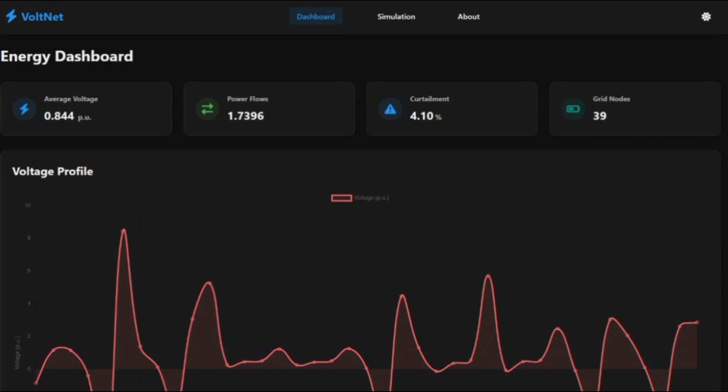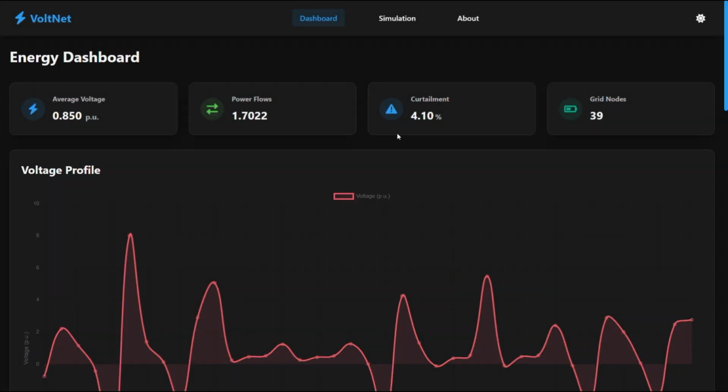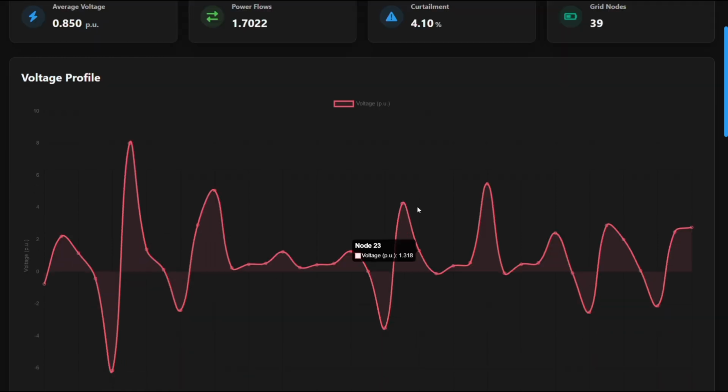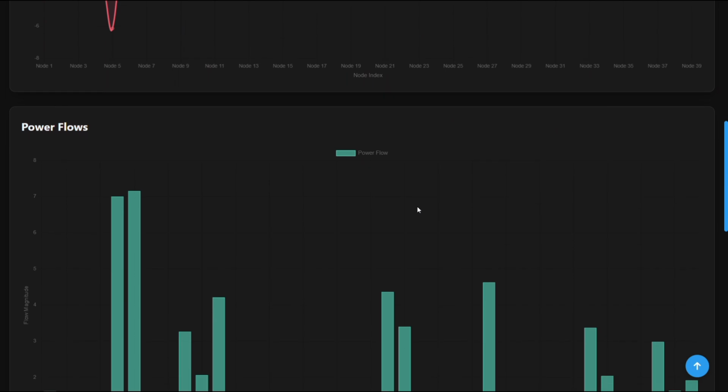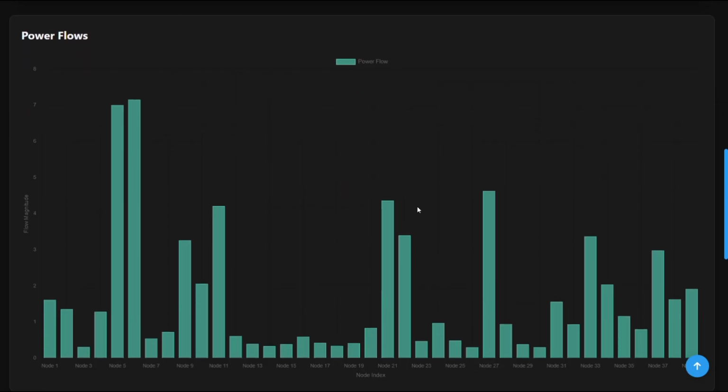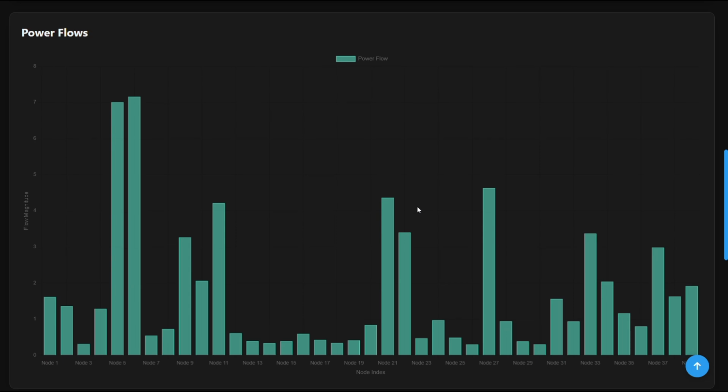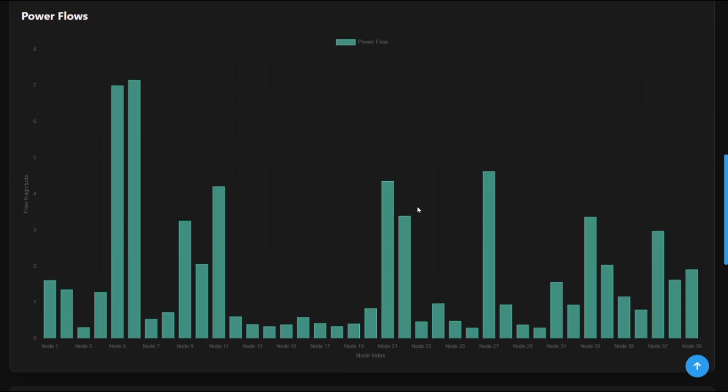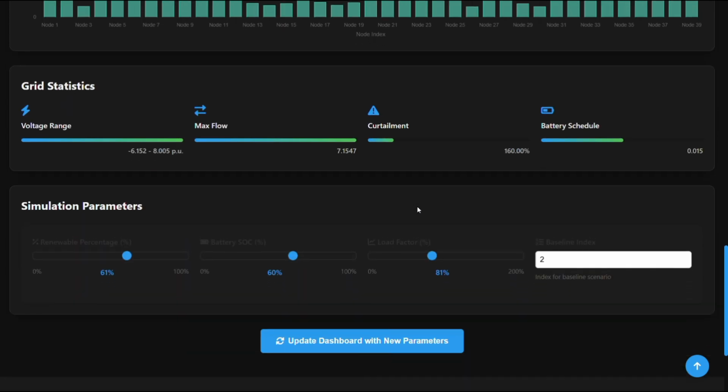It also includes graphs that make the data very easy to understand, like the voltage profile graph. Here it shows how voltage changes across different areas. Smoother lines mean a stable grid. The power flow graph shows how much power each node is sending or receiving, helping identify overloads or weak spots.